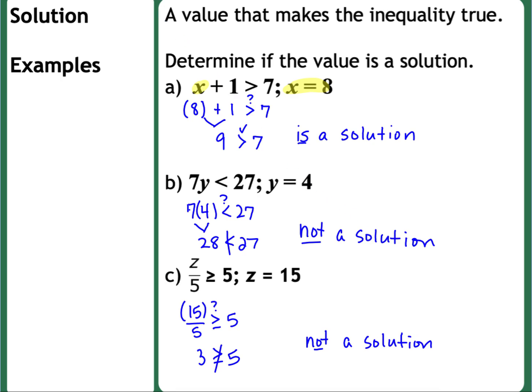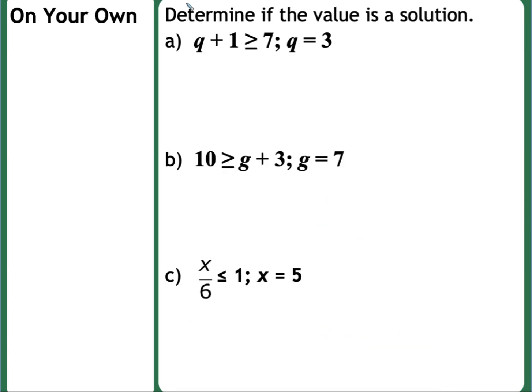All right, so here's some on your owns to try. Just a quick heads up for A, B, and C. All of them have the equal bar, so it would be true if it is equal. And then for C, it's a little tricky here. You don't have to do the division after you substitute in the 5. Just think, is this fraction that this turns into, is it less than or equal to 1, or is it not?